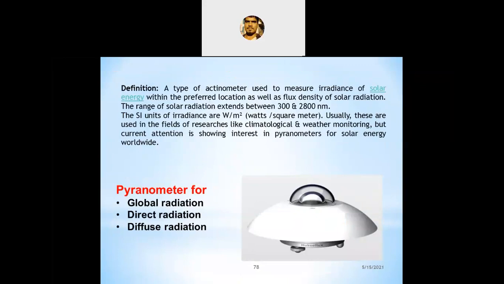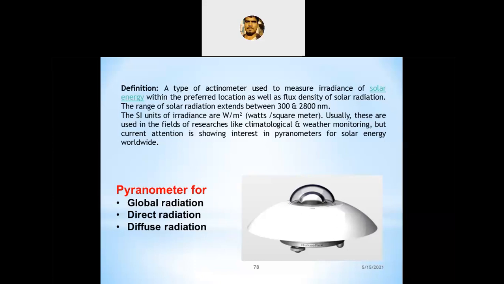So this pyranometer is an instrument which is used to measure total or global radiation. Global or total radiation means it is a sum of beam radiation and diffuse radiation. But in the first type, we are going to eliminate the diffuse radiation, only we are going to measure the beam radiation. But in second pyranometer, we are going to measure both. That is what global or total radiation means. It is addition of diffuse as well as beam radiation.